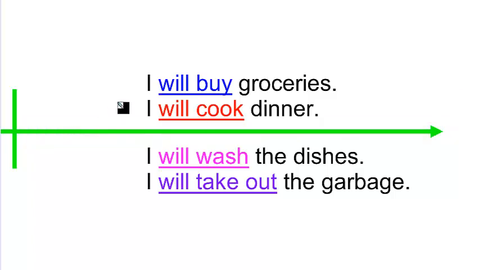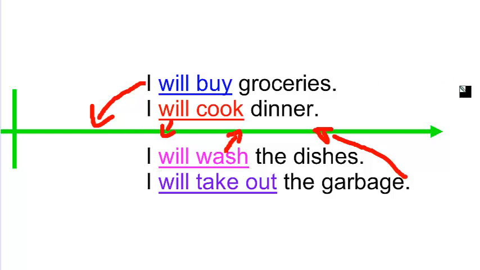So, for example, I could say, I will buy groceries here, then I will cook dinner here, I will wash the dishes here, I will take out the garbage here. So the idea is that you have different actions that you can predict for the future with will.